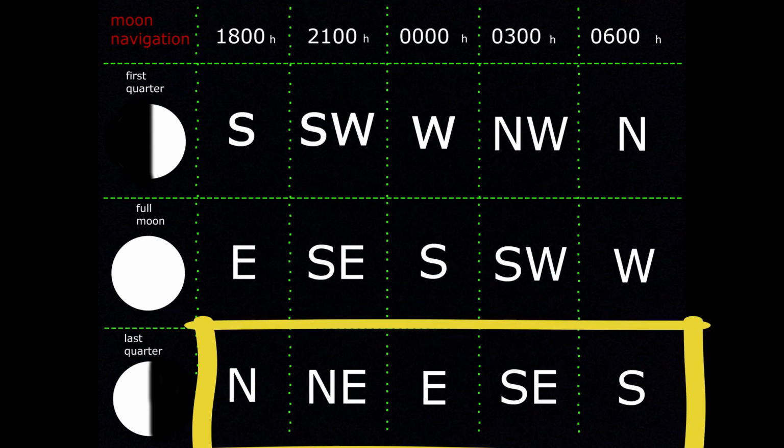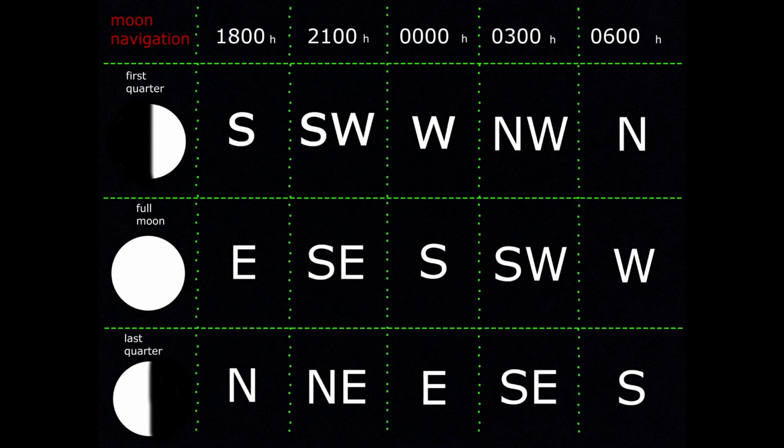So this is how it works. So say you're looking up at the sky and you see a first quarter moon and it's 2100 hours. What you do on the chart is draw a line across from the first quarter moon and then draw a line down from 2100 hours, and you will see southwest on the chart. That's the way you're facing if you're looking at the moon. The moon is in the southwest. It's as simple as that.